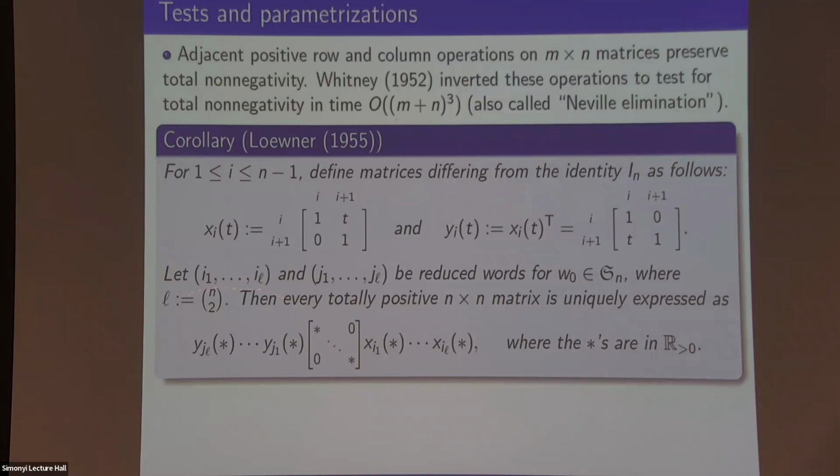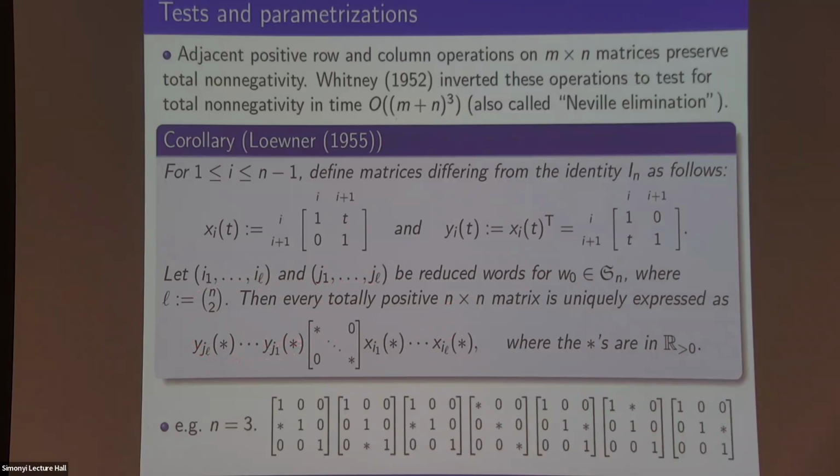And so then what we do is we take reduced words for the longest element in the symmetric group S_n. On the left here, I have the reduced word in the y's, and on the right, I have the reduced word in the x's. So for example, for n equals 3, this could be our parametrization. Here's my diagonal matrix, here's the product of y's, and here's the product of x's.